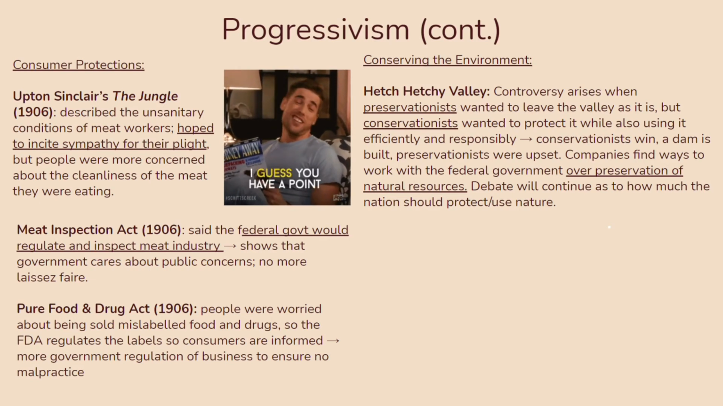A lot of people don't really want to leave land just as it is because they feel like it's unused potential. There is something that they can do with it. And debate will continue as to, to what extent should the nation protect and use nature? What becomes too much, an exploitation of nature? So that's definitely a conversation that's going to continue because of this controversy.